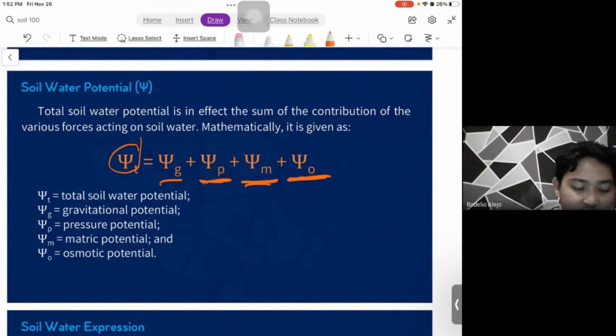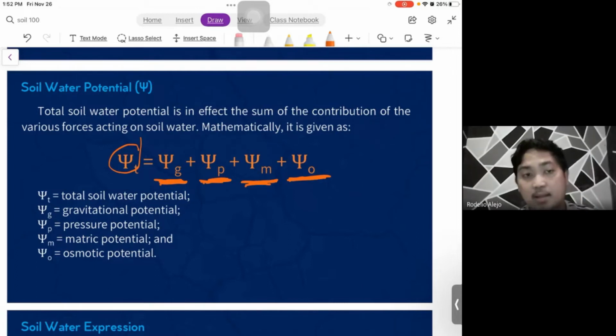The pressure potential is the effect of pressure in the water, and we also discussed the gravitational potential. So the total of that is what we call the soil water potential.